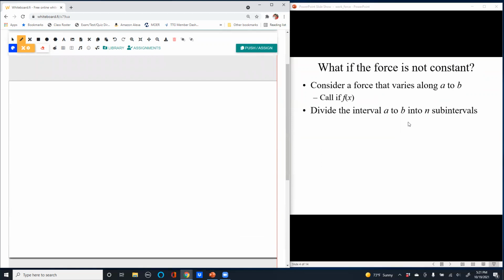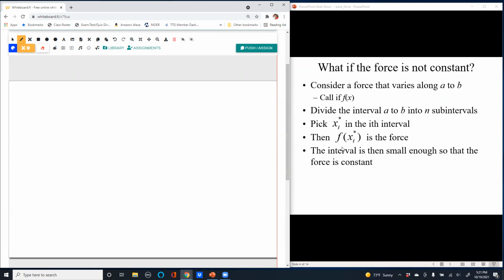What we do is we divide it into n subintervals. We look at the ith interval, because then f of x sub i is the force. We do this so that the interval is small enough so the force is constant. Then we get the work on the ith slice, that is f of x sub i times delta x. The work is about equal to the Riemann sum. We take the limit as n goes to infinity, and there's our definite integral.